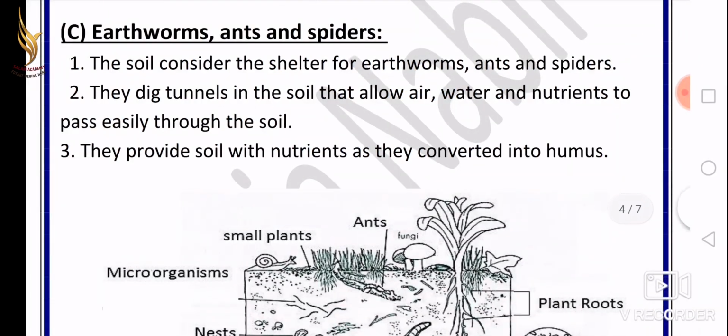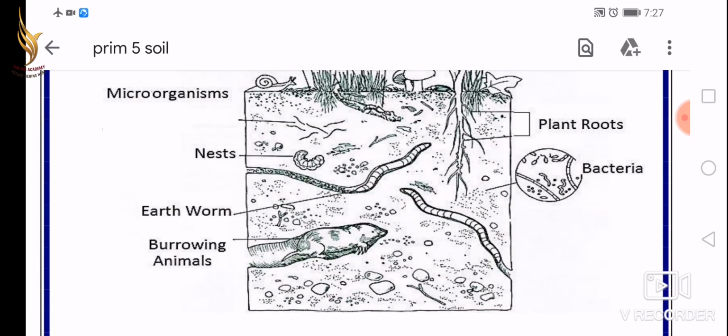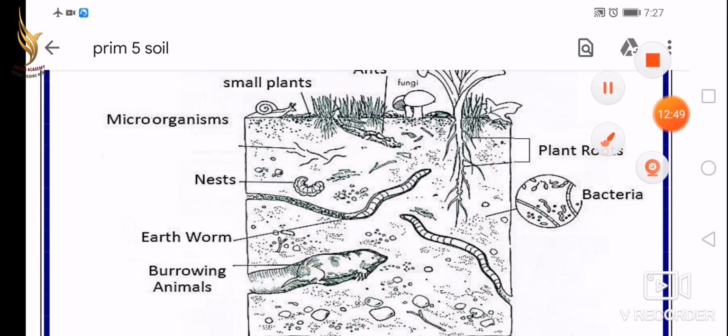Okay? And when these living organisms die, they are converted into humus, so they provide soil with nutrients. Okay? So in this lesson we talked about what's meant by soil composition, and soil erosion, soil layers, and soil and living organisms, and the importance of soil for all living organisms. Okay, that's all. Thank you for listening and goodbye.